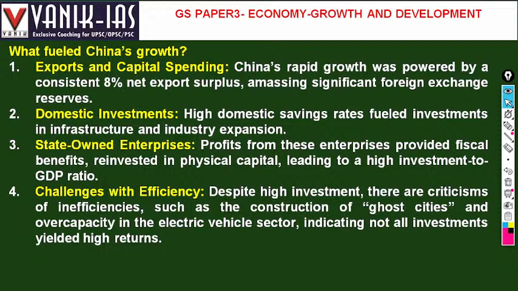Then, challenges with efficiency. Despite high investment, there are criticisms of inefficiency, such as the construction of ghost cities and overcapacity in the electric vehicle sector, indicating not all investment yields high returns in the country.